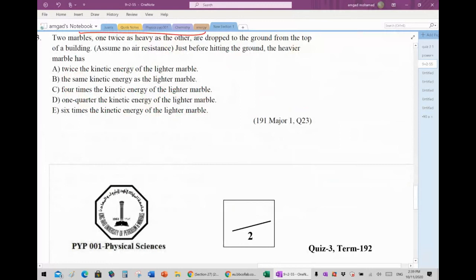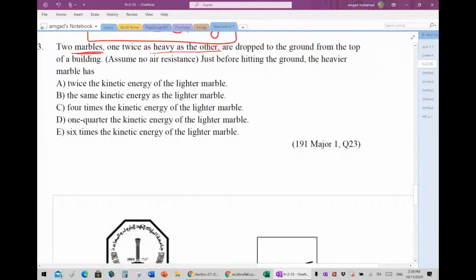Two marbles. One twice as heavy as the other. So one of them, let's say the first, has a mass m, the second one has a mass 2m. So one is twice as heavy as the other. They are dropped to the ground from the top of a building. So they are dropped from the top of a certain building. Just before they hit the ground.